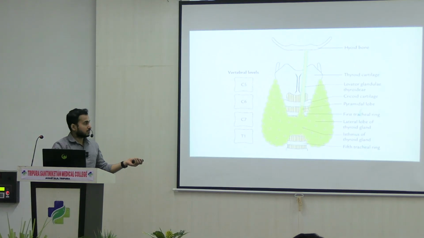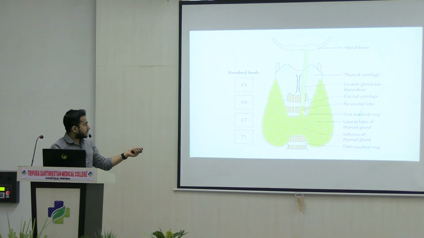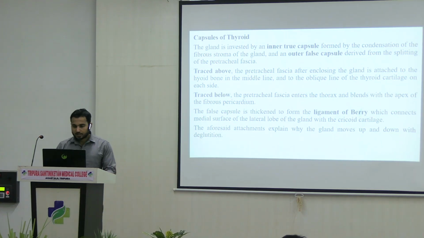Here also one beautiful diagram is there, in which you can see the extent of the lateral lobes of the thyroid gland. You can see the pyramidal lobe and the fibromuscular band. Next is the capsule of the thyroid gland.